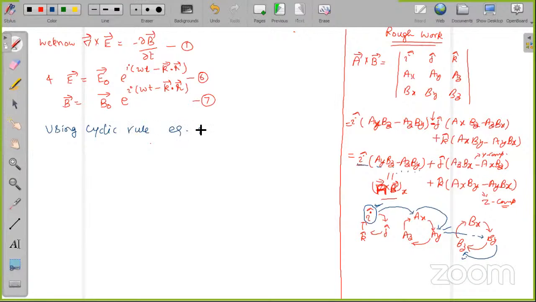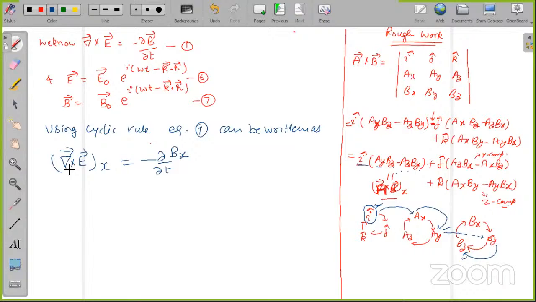Equation 1 can be written as follows. Please tell me what should be the x component of this equation: minus curly upon curly t of Bx. Is it okay? Would you agree? When two vectors are equal, then their components are separately equal. Am I correct?